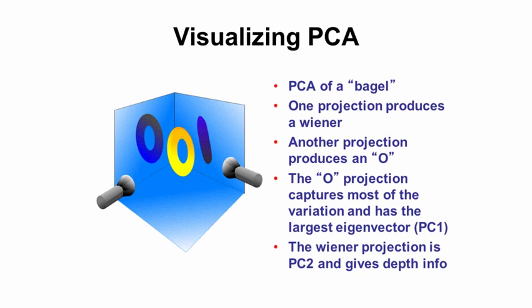That's called the principal component 1. It's given a weighting. Usually it's written on the graph, 50, 60%. And the wiener projection has less information, so that's the second principal component. It's the second largest eigenvector in this description. It tells us a little bit about depth. It tells us it's not a 2-dimensional object, that it actually has some depth.